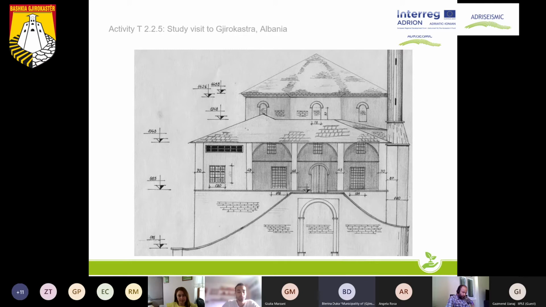Okay, so we shall not go into details about the characteristics of the mosque of the Gjirokastra bazaar, as they were already explained in the video that we saw before. So we shall pass the slides quite quickly, and we can then afterwards go into details about some other information. So Pablo, please go to the next slide.